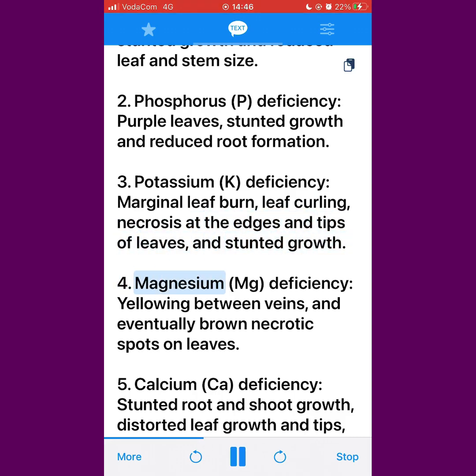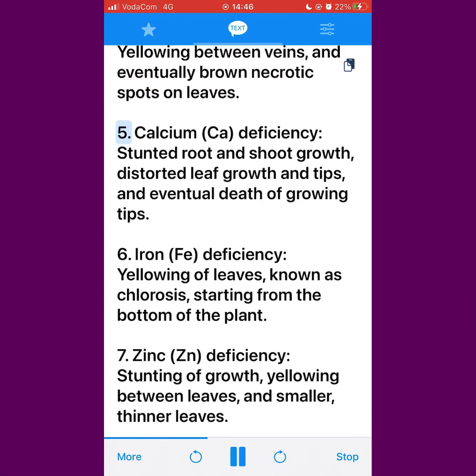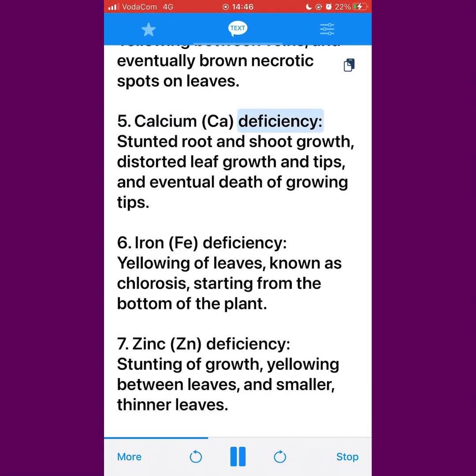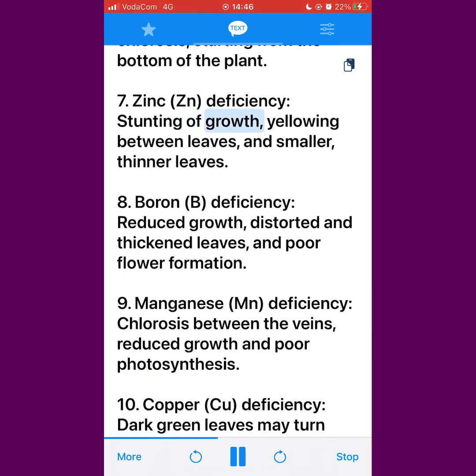4. Magnesium (Mg) deficiency: yellowing between veins, and eventually brown necrotic spots on leaves. 5. Calcium (Ca) deficiency: stunted root and shoot growth, distorted leaf growth and tips, and eventual death of growing tips. 6. Iron (Fe) deficiency: yellowing of leaves, known as chlorosis, starting from the bottom of the plant. 7. Zinc (Zn) deficiency: stunting of growth, yellowing between leaves, and smaller, thinner leaves.